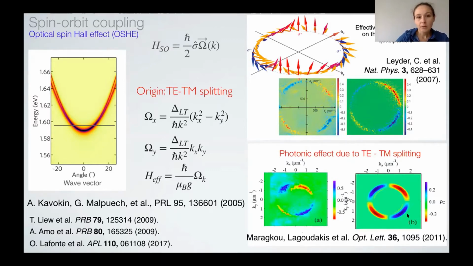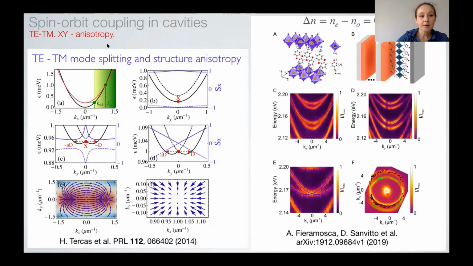But now what we can do is further modify this optical spin Hall effect, and not only introduce TE-TM mode splitting into the structure, but also add some structural anisotropy.